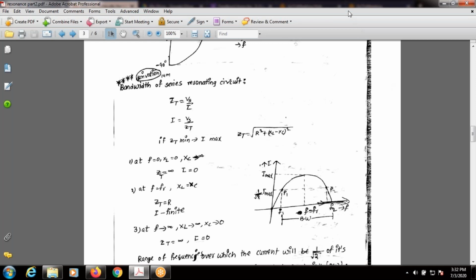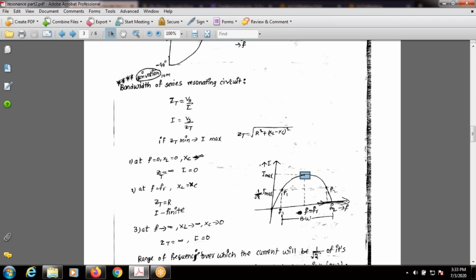And here note down that at P1 as well as at P2, the current is the same. The current is 1 by root 2 of its maximum value. Remember this one. At P2 you can measure the current, or at P1 you can measure the current. The current is the same. What is the maximum value? The maximum value is V by R. At this point, the maximum current is equal to V by R. That means V by root 2 R.